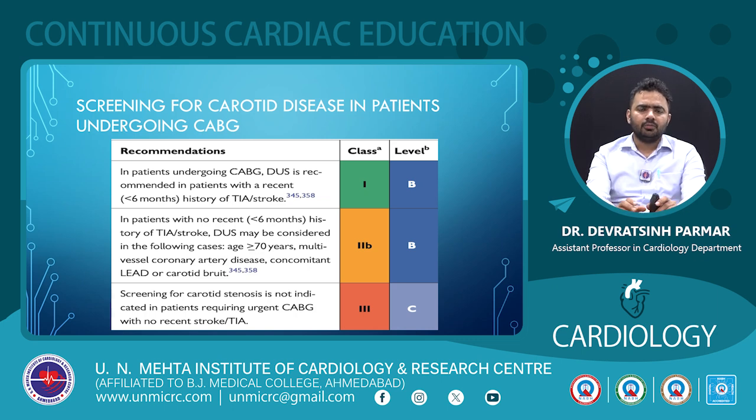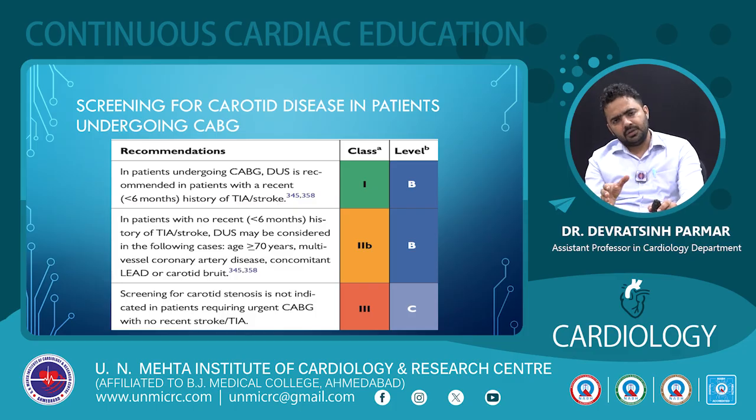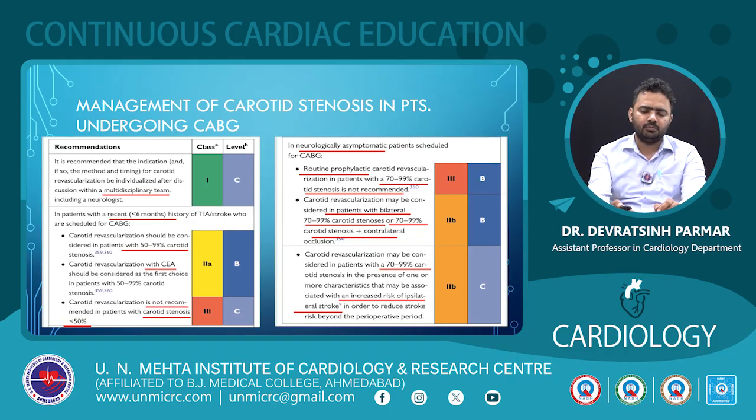Now, this is a major component: how will you screen for carotid disease in a patient undergoing CABG? In a patient undergoing CABG, Doppler ultrasound is the initial screening test. It should be done in all patients with a history of TIA or stroke within the last 6 months, like symptomatic patients; that is a class 1 recommendation. If the patient is elderly, has multivessel disease, or has a bruit, it is a class 2B indication, but routinely doing Doppler is class 3, of no benefit.